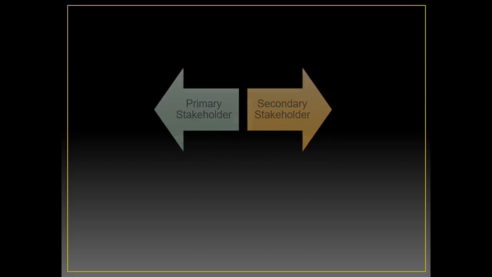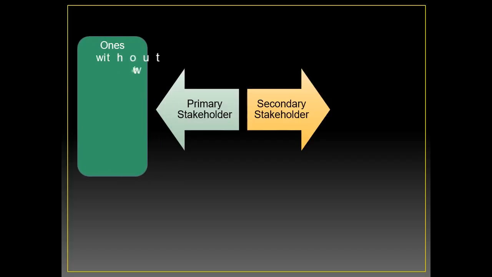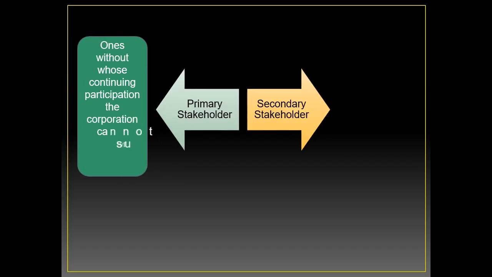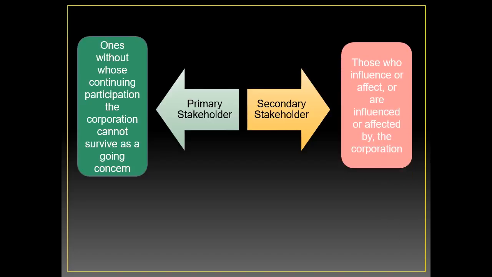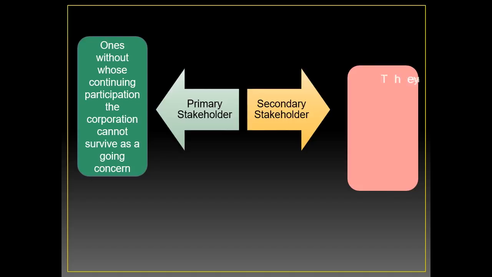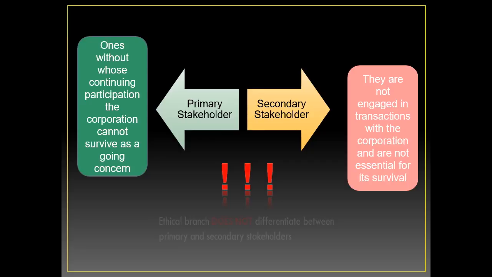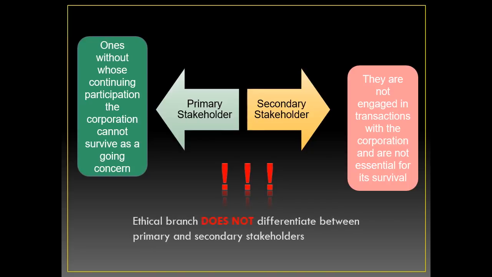Stakeholders are divided into primary and secondary stakeholders. Primary stakeholders refer to those without whose continuing participation the corporation cannot survive as a going concern. While secondary stakeholders refer to those who influence or affect, or are influenced or affected by, the corporation, but they are not engaged in transactions with the corporation and are not essential for its survival. As a result, the ethical branch does not differentiate between primary and secondary stakeholders.